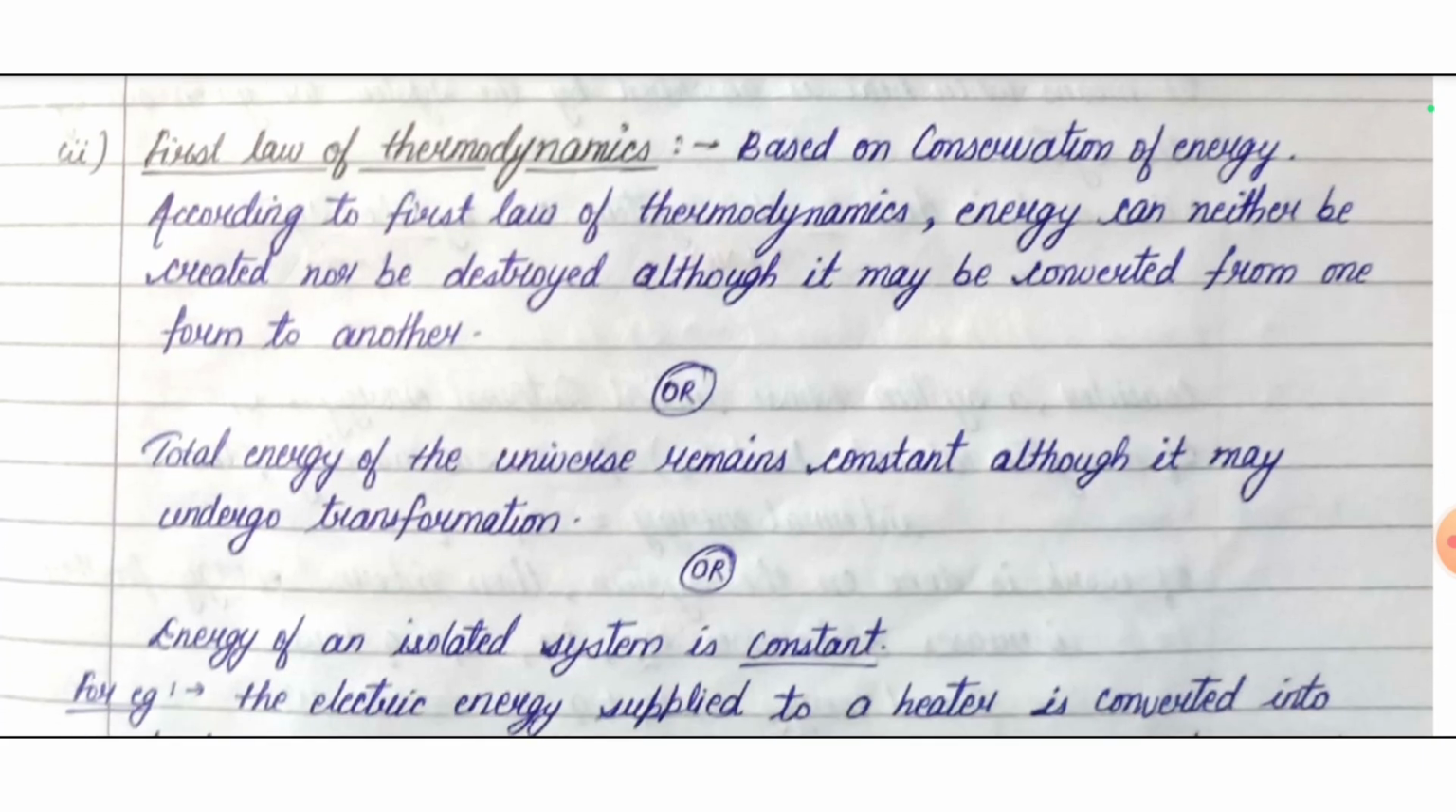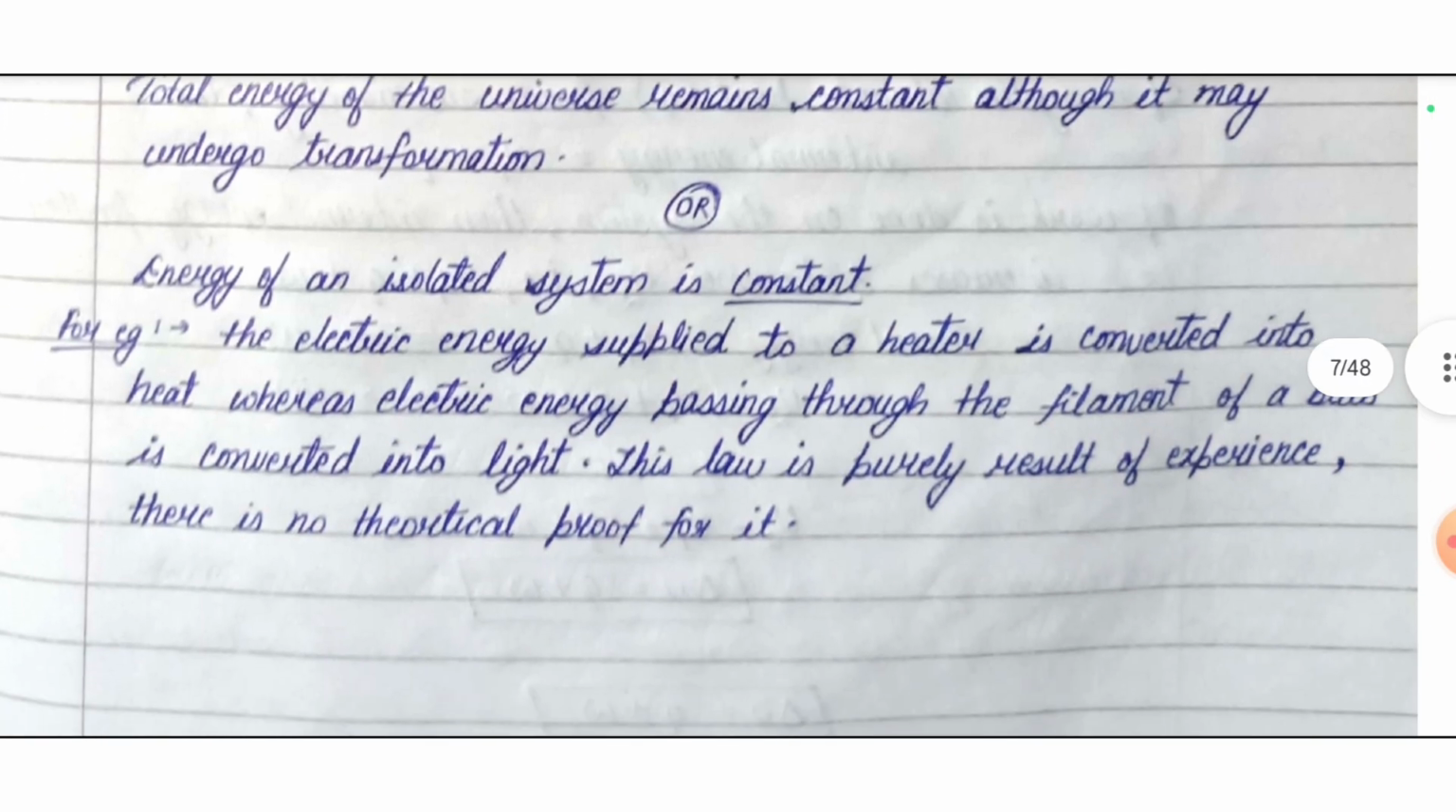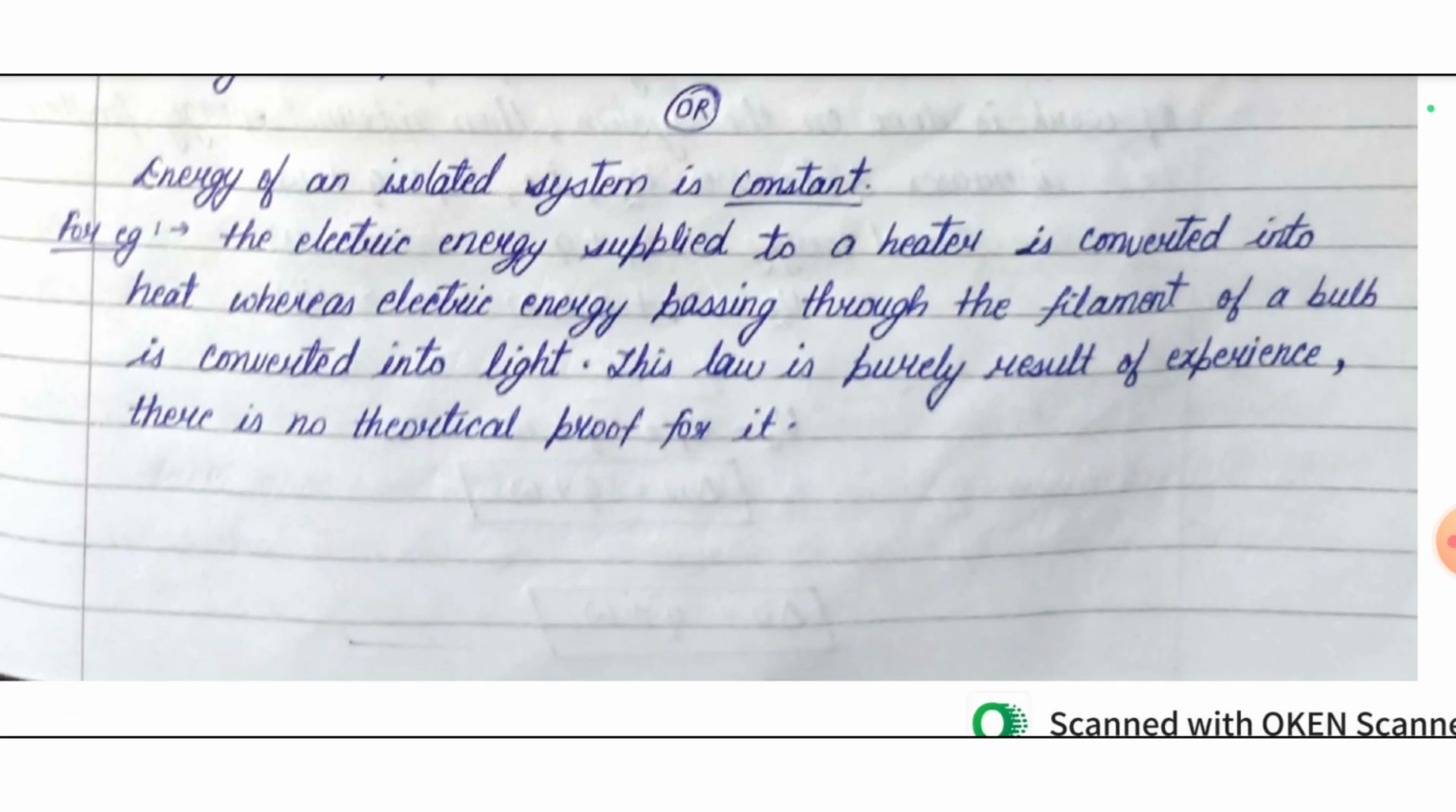Second, the first law of thermodynamics. Based on conservation of energy. According to the first law of thermodynamics, energy can neither be created nor be destroyed, although it may be converted from one form to another. Or, the total energy of the universe remains constant, although it may undergo transformation. Or, the energy of an isolated system is constant. For example, the electric energy supplied to a heater is converted into heat, whereas electric energy passing through the filament of a bulb is converted into light.